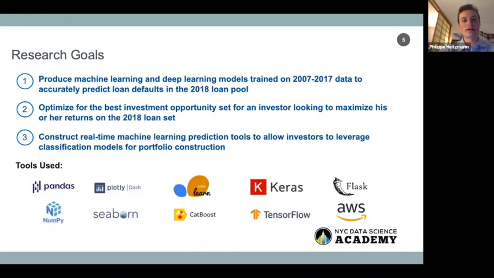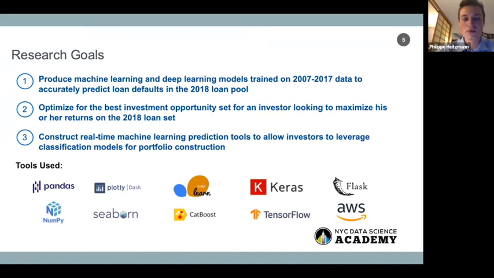So the research goals of this project were threefold. Number one was to create machine learning models that were trained on the 2007 to 2017 data that could then accurately predict loan defaults in the 2018 loan pool. This is a realistic business problem where, in the real world, if you were an investor, you would always be looking at the 2007 to 2017 historical data in order to train those models and make predictions on a future loan investment set, in this case, the 2018 data.